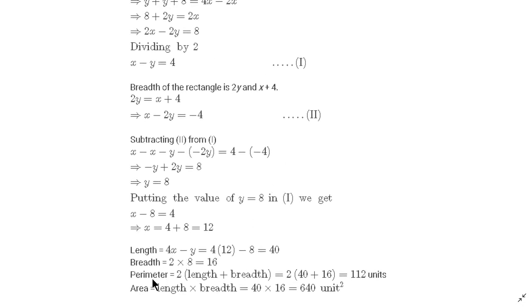Now we know perimeter is equal to 2 into length plus breadth, means the addition of all the sides. So it is 112 units. There is no unit given, so we are writing it as a unit. Then area is equal to length into breadth. The length and breadth are 40 into 16, 640 unit square.